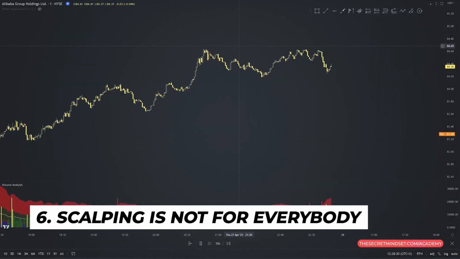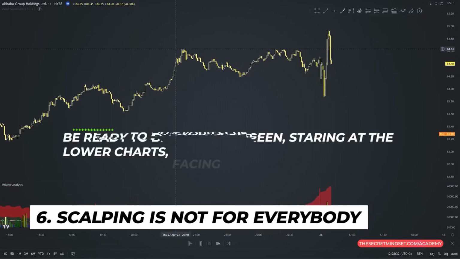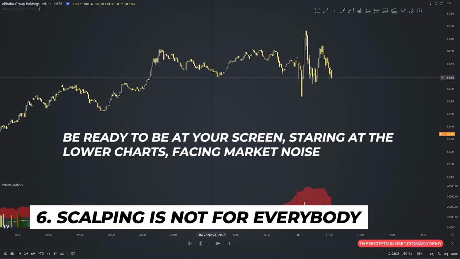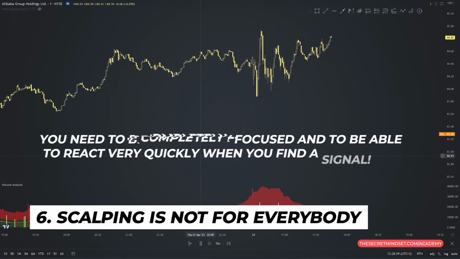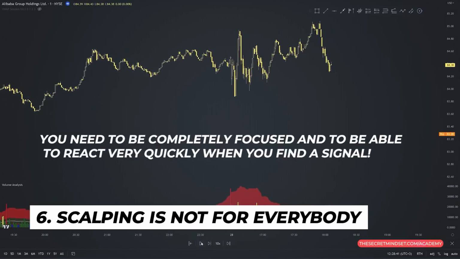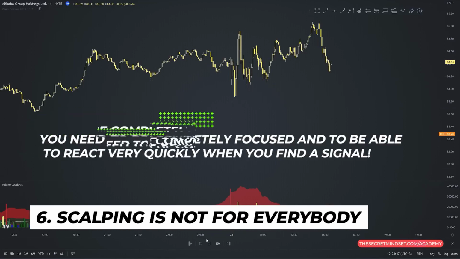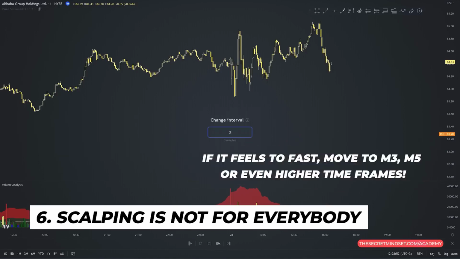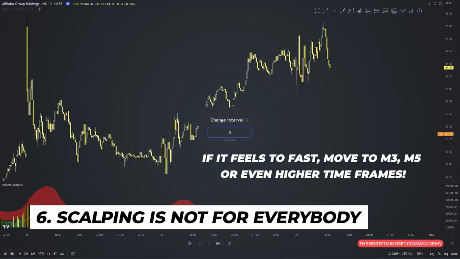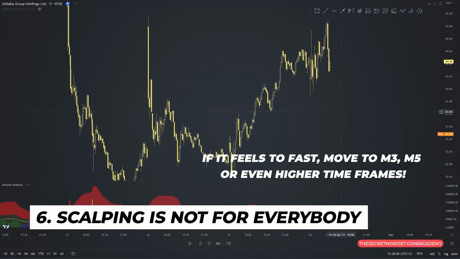Also, scalping is not for everybody. You will need to be at your screen, staring at the lower charts, facing market noise. You need to be completely focused and to be able to react very quickly when you find a signal. Scalping is very fast-paced, especially if you're trading the 1-minute time frame. If it's too quick for you, move to the 3-minute, or even better, to the 5-minute time frame.